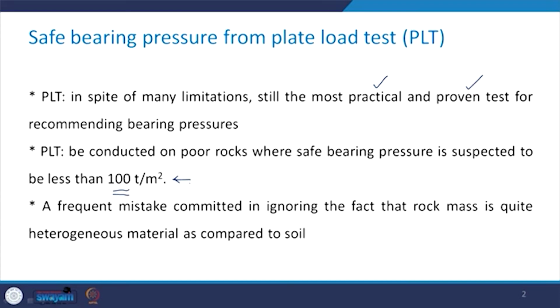A frequent mistake which is committed is ignoring the fact that the rock mass is quite a heterogeneous material as compared to the soil. Although soil has its share of heterogeneity, that is much less as compared to what we have in case of the rock mass. So that should be taken into account, and in order to cater to this aspect, one needs to go for a large number of observation pits at a rate of at least 3 per important structure, and the test should be conducted in the pit representing poorer rock qualities.